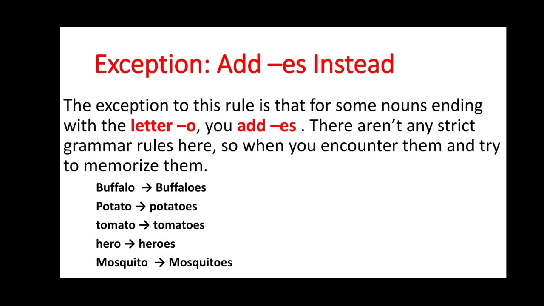Exception. Add es instead. The exception to this rule is that for some nouns ending with the letter o, you add es after the noun instead. There aren't any strict grammar rules here, so pay attention to these words when you encounter them and try to memorize them. Buffalo, buffaloes. Potato, potatoes. Tomato, tomatoes. Hero, heroes. Mosquito, mosquitoes.